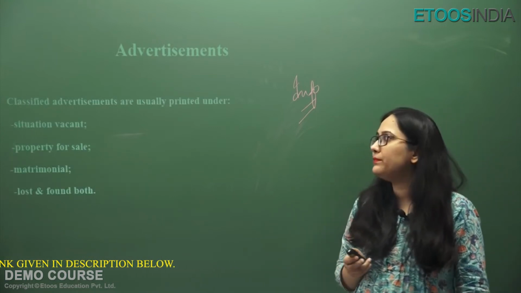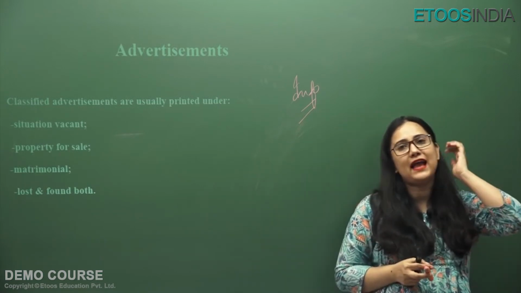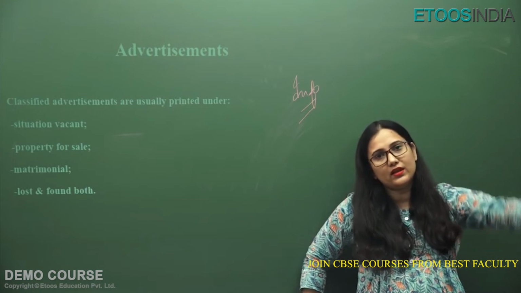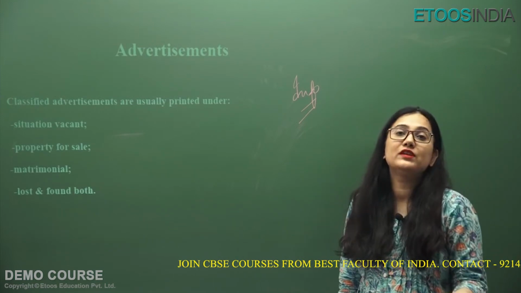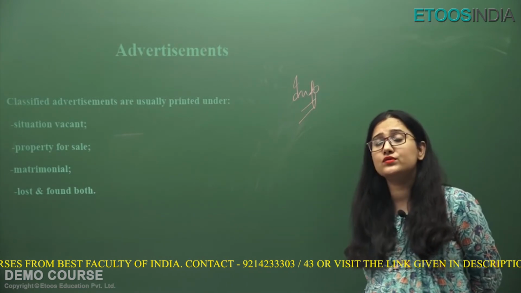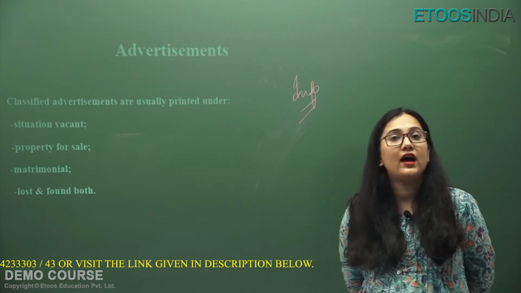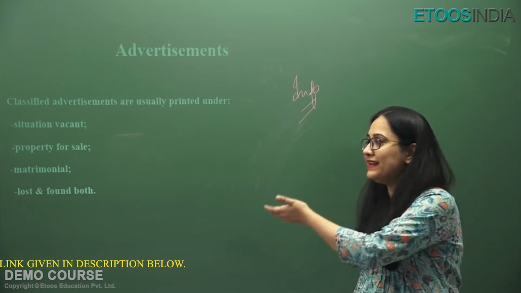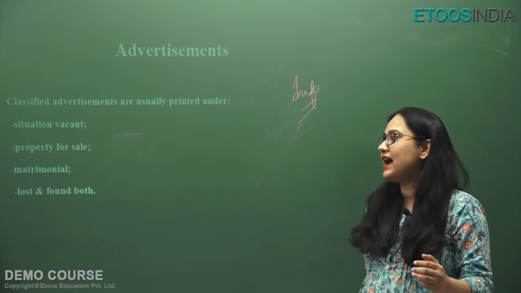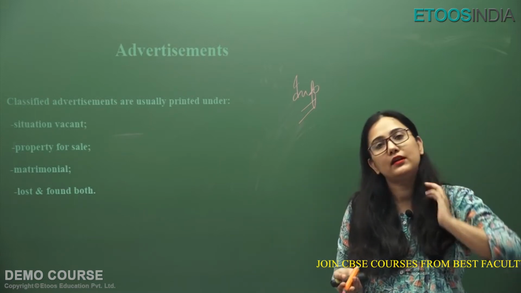Classified advertisements are usually printed under classifieds, the basic simple advertisements that you see in the newspapers. In most newspapers it is written as classifieds. It could be for a situation vacant, a vacancy in a company. There is property for sale: you are selling your house or you want to rent your property, then also you can give an advertisement. If you have a sister or brother, or you yourself want to get married, you can give a classified advertisement in the matrimonial section. And if you have lost something or found something, then also you can give a classified advertisement.